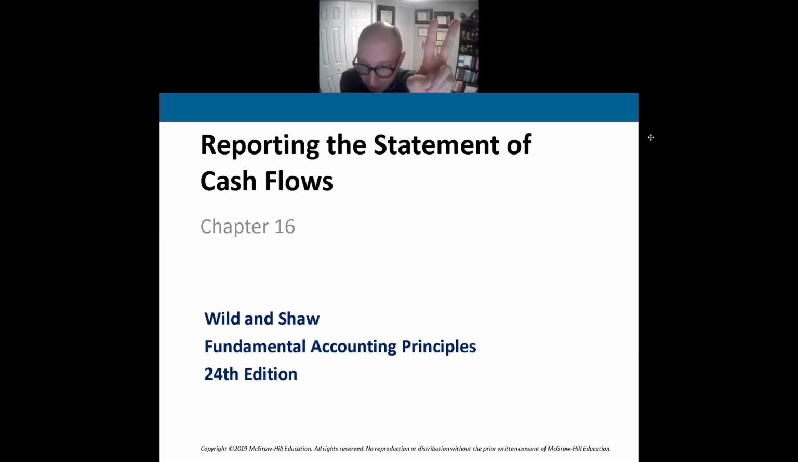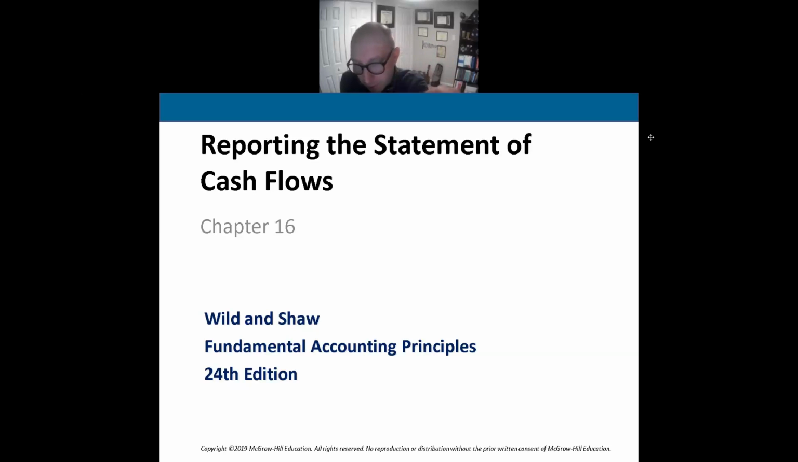Second is called the balance sheet. The balance sheet shows all of the company's assets, liabilities, and equity. The third financial statement is called the statement of retained earnings. Statement of retained earnings sometimes is called the statement of stockholders' equity, but usually called the statement of retained earnings.